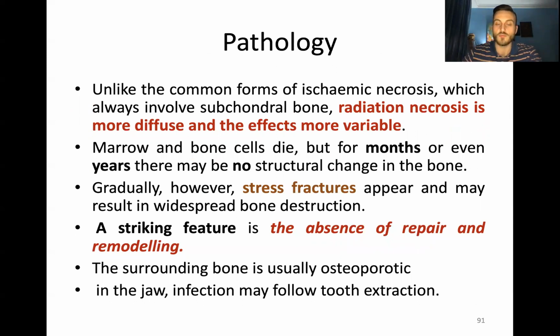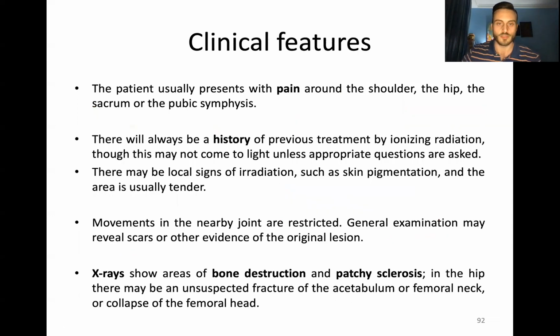Pathology: radiation necrosis is more diffuse and more variable. Marrow and bone cells die. The problem is that when they die they will give you sclerosis on X-ray, but only after months or even years. So that's why patients who are working in these places don't realize, or they think, oh, it's easy, we've been working for months and nothing happened. It's cumulative, so be careful. Usually they will have stress fractures. A striking feature is the absence of repair and remodeling. So the bone is dying and there is no remodeling.